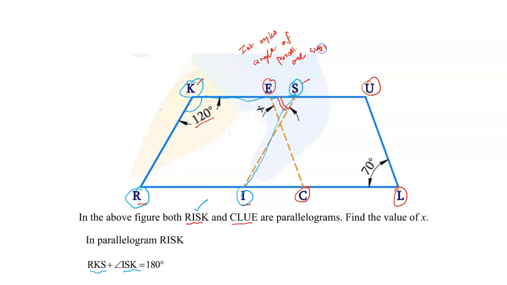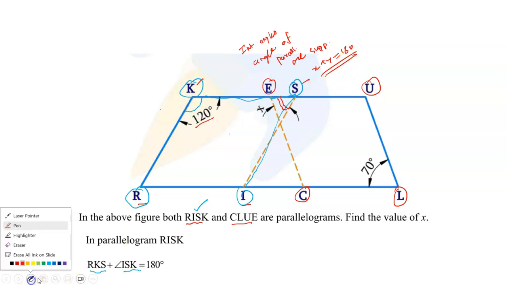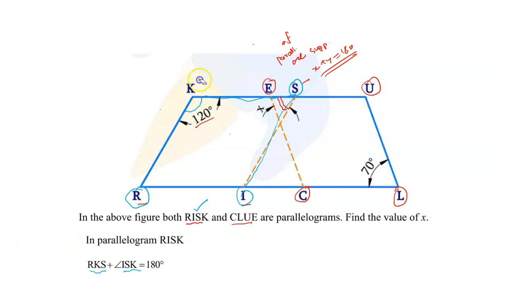What is the concept of supplementary? I'll just remind you: x plus y is equal to 180. So the sum of two angles should be 180. On that basis, we have these two angles, RKS and ISK, the sum will be supplementary, 180 degrees. Okay. Now I'll erase this part just a second.